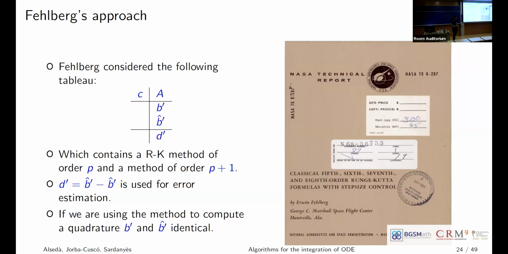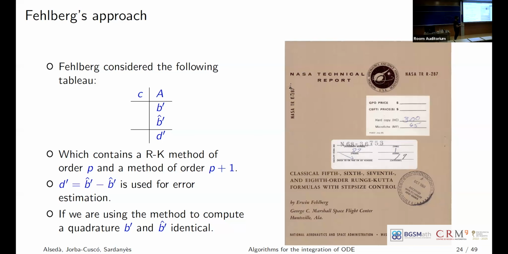And then I'm going to use another method of order p plus 1, if the first one is order p. The idea is that C, A, p tilde is the other method. So these two methods share the matrix and the mesh, A and C. Both methods have the same. So to compute the second one, which is of higher order, you practically need the same computational effort. So you can estimate the error you make almost for free. And that's the idea of Fehlberg.